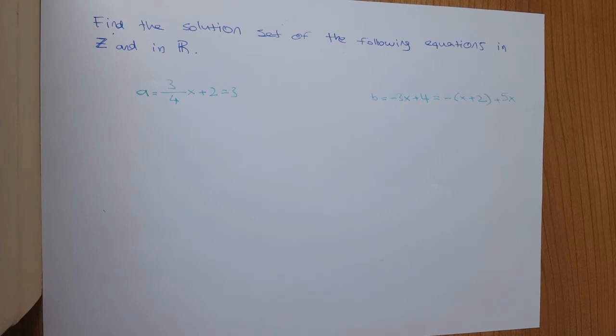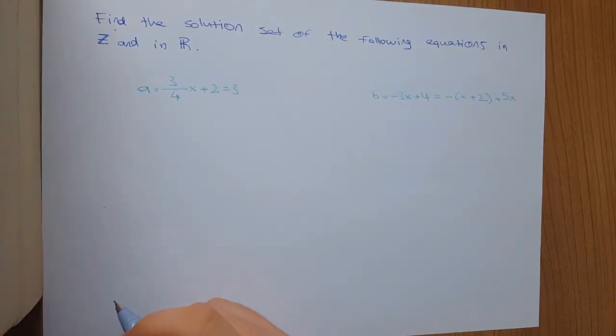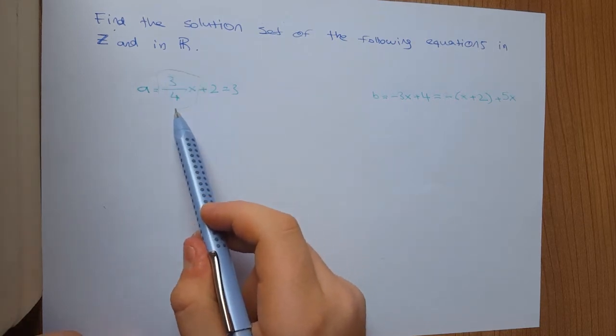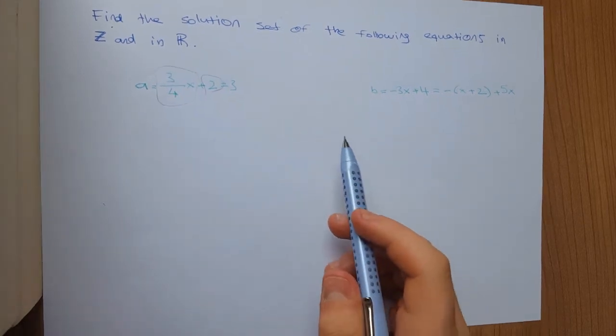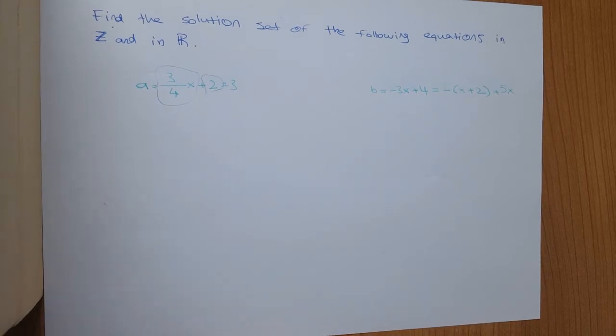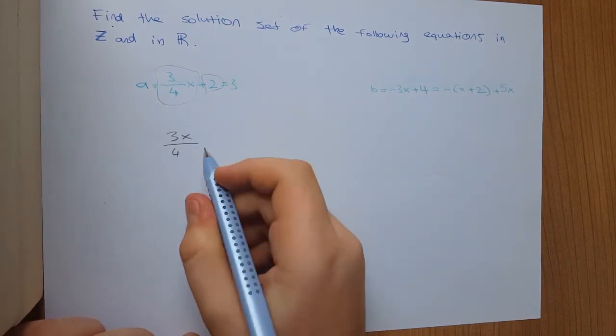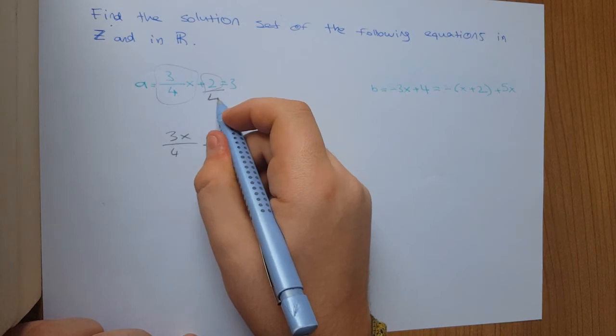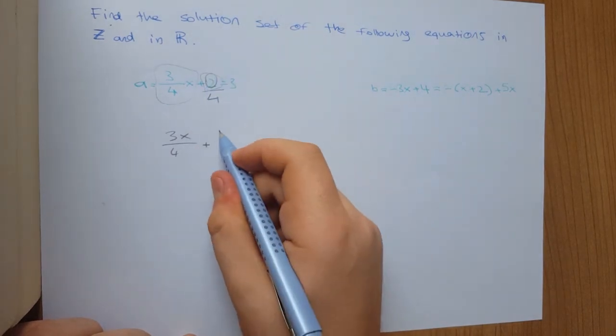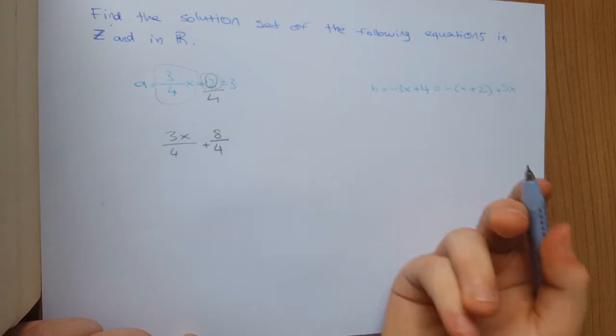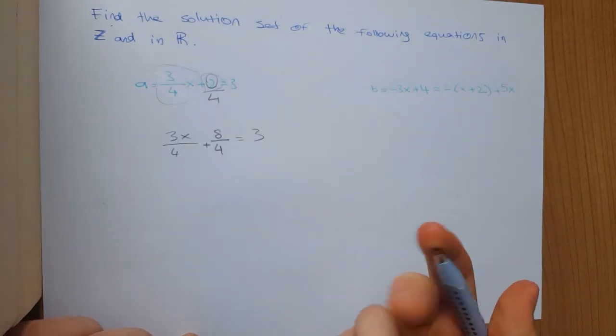Second question. Find the solution set of the following equations in integers and in real numbers. A. 3 divided by 4x plus 2 equals 3. Now we should divide this with this. To be able to make addition in fractions, we have to equalize the denominators. So if we equalize denominators, we get this. And multiply 2 with 4, we get 8 divided by 4 equals still 3.